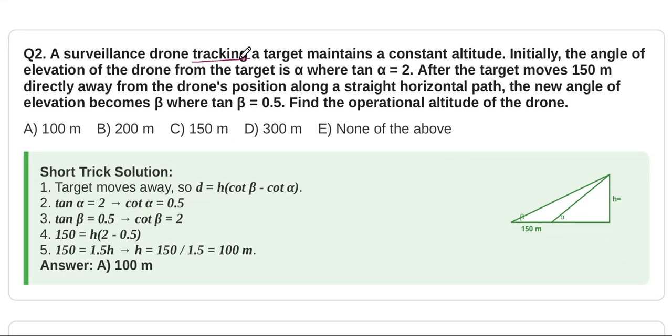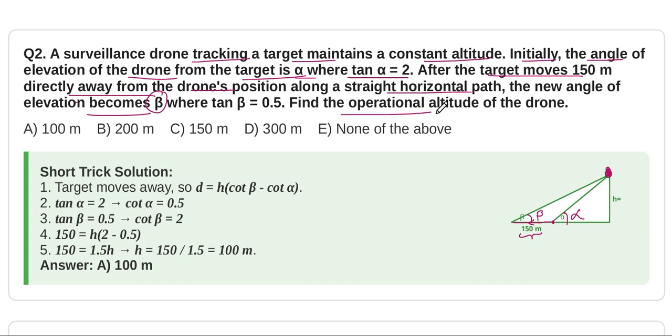A surveillance drone tracking a target maintains a constant altitude. Okay, so let's say our drone is here. This is our drone at a constant altitude, so the height is the same. Initially the angle of elevation of the drone from the target is alpha, where tan alpha is 2. So let's say the target is here. Okay, so initially the angle is alpha. After the target moves 150 meters directly away from the drone, okay, so the drone is here, so away from the drone means this side. How much distance? 150 meters. Along the straight horizontal path, the new angle of elevation becomes beta. So here the angle of elevation is beta, that is given.